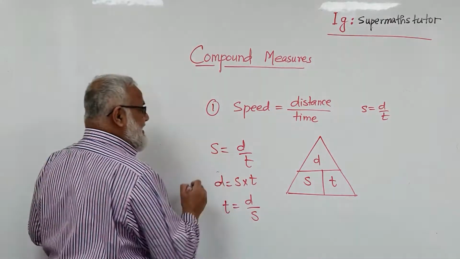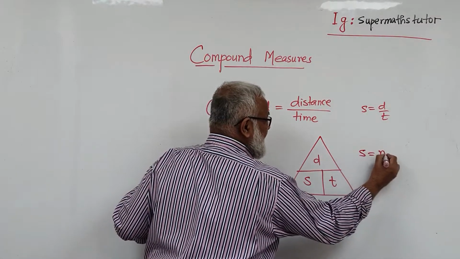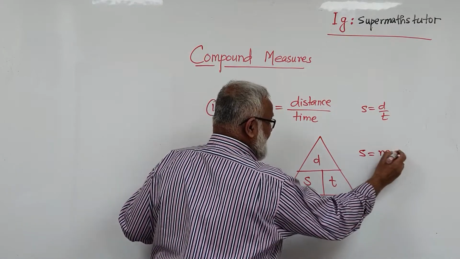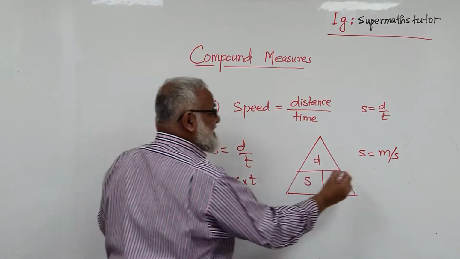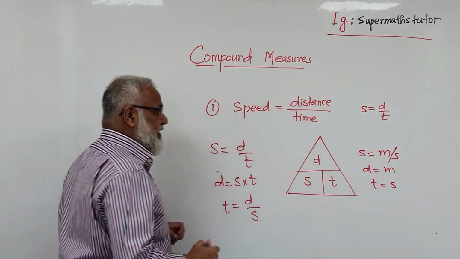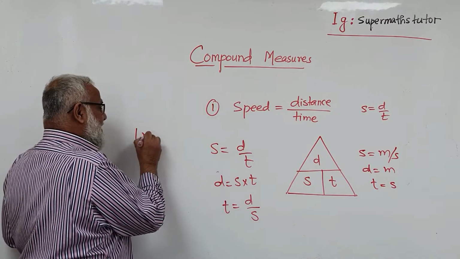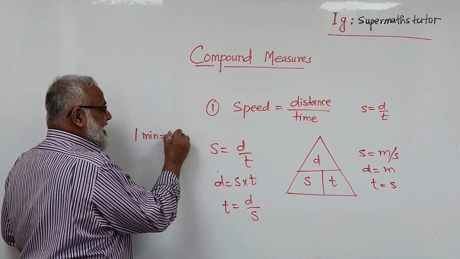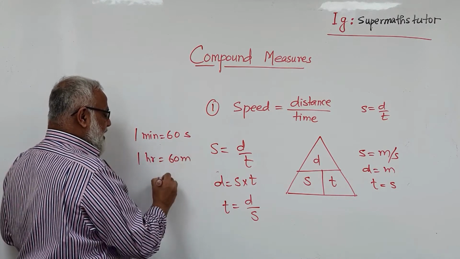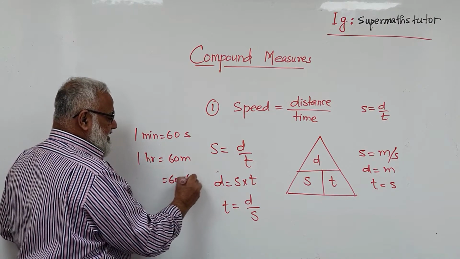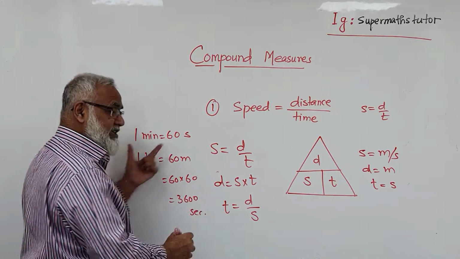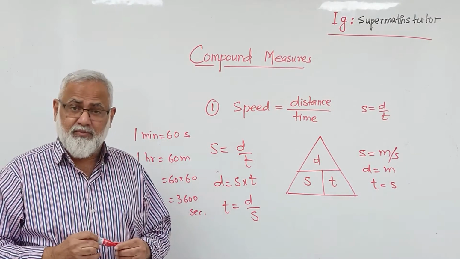So here, distance is measured in meter, and speed is meter per second. Distance is measured in meter and time is measured in second. Please remember, 1 minute is equal to 60 seconds, and 1 hour is equal to 60 minutes, or 60 times 60, 3,600 seconds. This conversion you need to know by heart, okay?